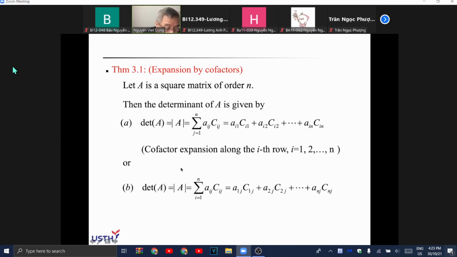The second formula is the following. The determinant of A is the sum, when i runs from 1 to n, of Aij multiplied by Cij, like that. Again, here the index j is fixed and the index i runs from 1 to n. Because of that, the formula is named cofactor expansion along the jth column. And again, we can do it for any column: the first column, second column, third column, and so on. Any.